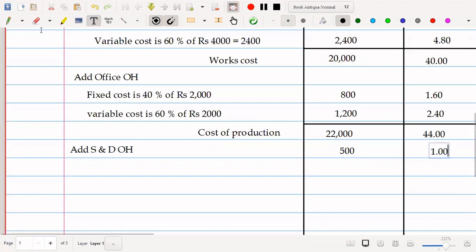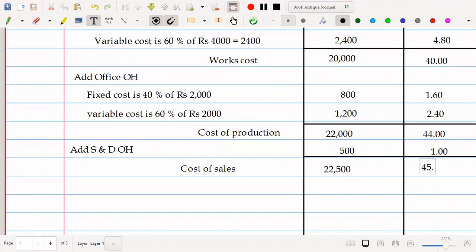So let's total this so that we can see the total amount of cost of sales. So this is cost of sales, 22,500, and this will be 45 rupees.